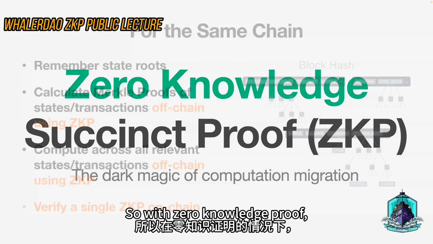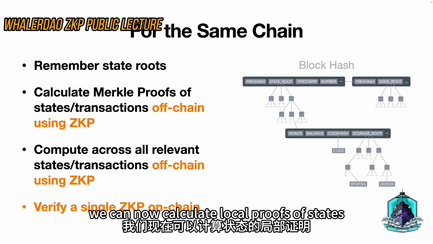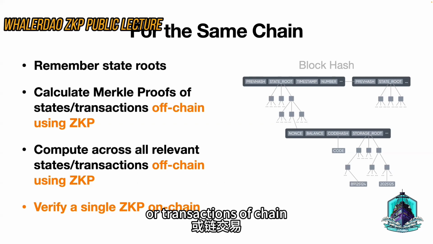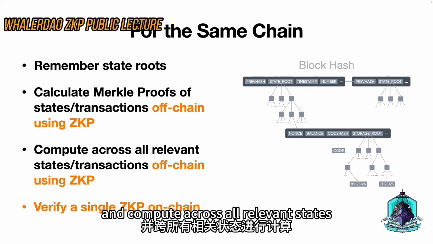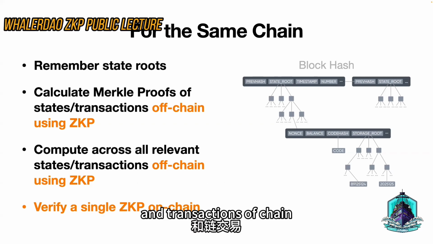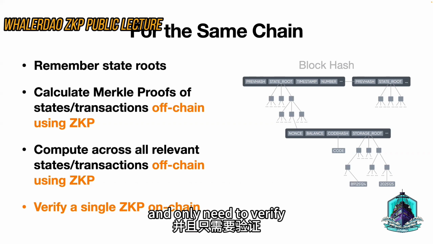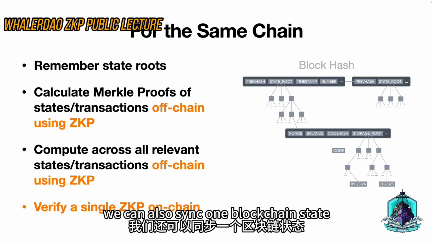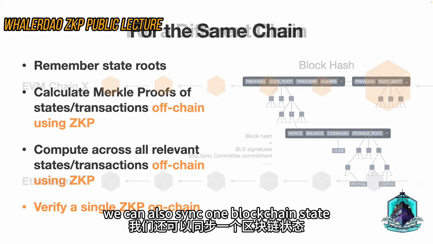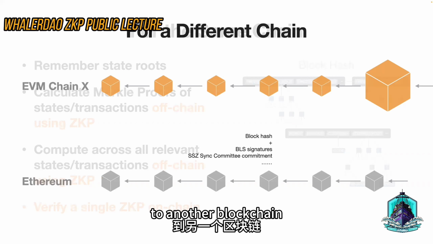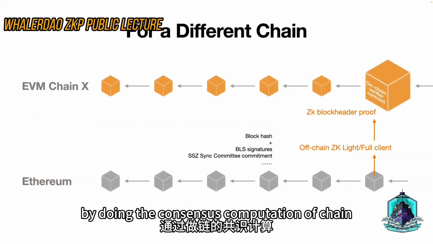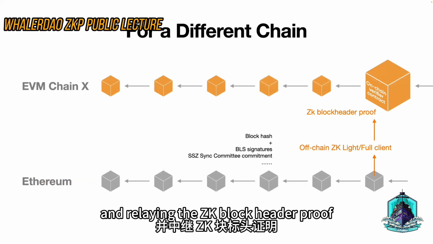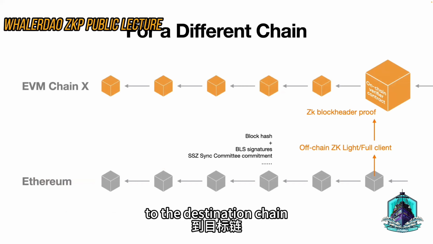So with zero-knowledge proof, we can now calculate microproofs of states or transactions off-chain and compute across all relevant states and transactions off-chain, and only need to verify a single zero-knowledge proof on-chain. In addition to that, we can also sync one blockchain's state to another blockchain by doing the consensus computation off-chain and relaying the ZK block header proof to the destination chain.